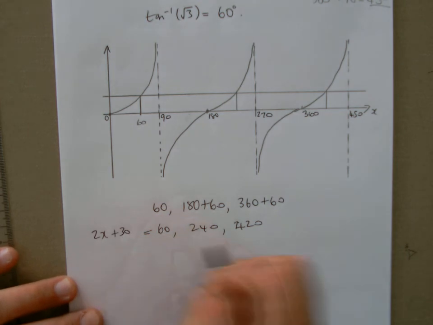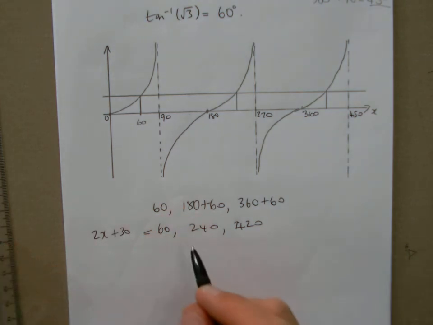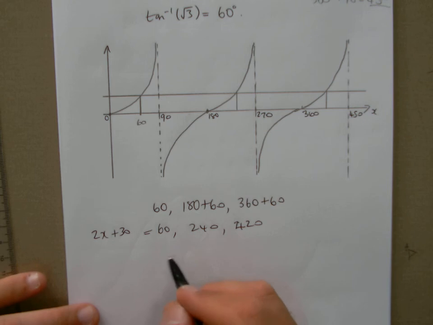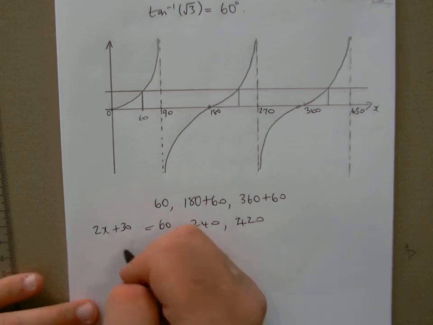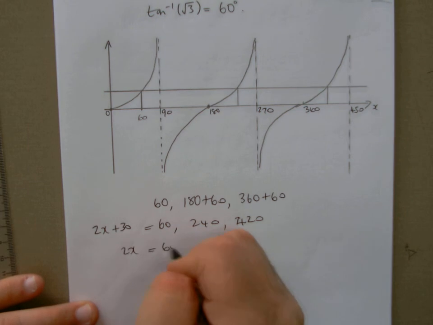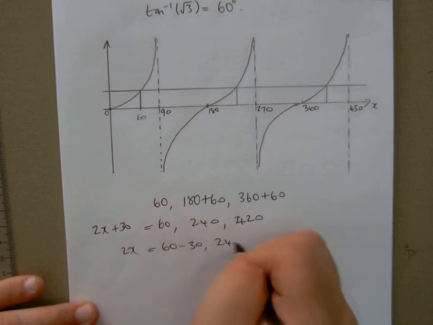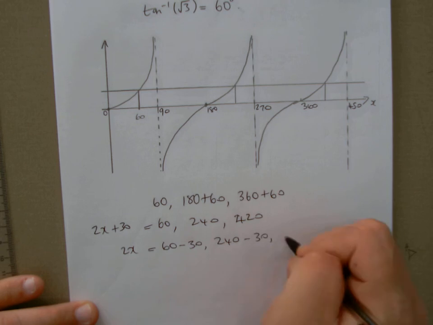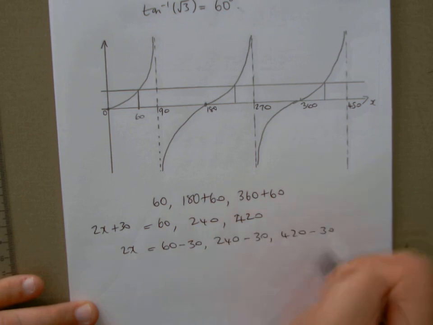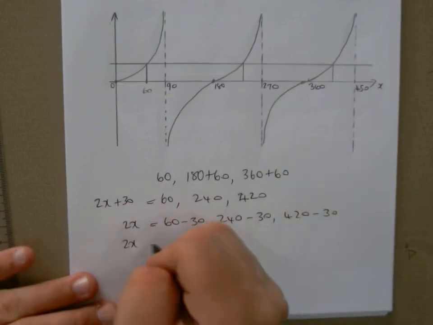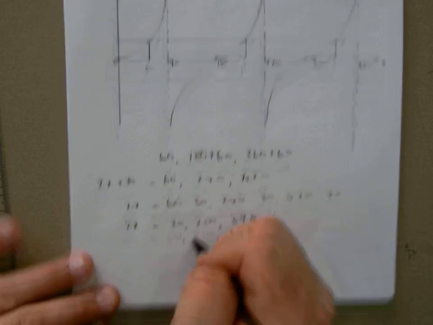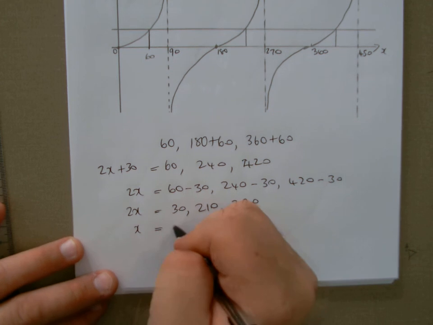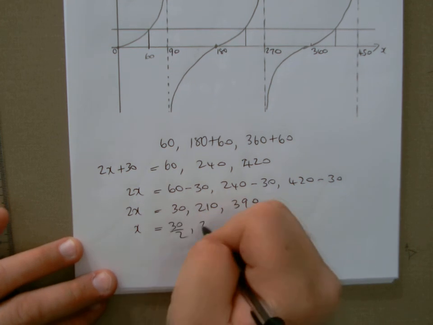But that is what our solution is for, right? 2x plus 30 is equal to this. We want to find the solutions for x, remember, for x. So I adapt this, I adjust it so we do get x. I'll take that 30 over the other side and take away 30. Treat it like an equation. Take away 30 for all of them. So I get 30 degrees, 210, 390, and then we've got to divide by 2 for each of them.